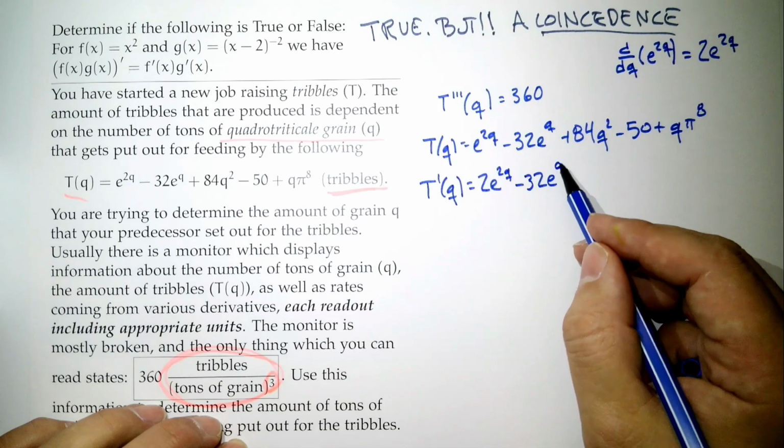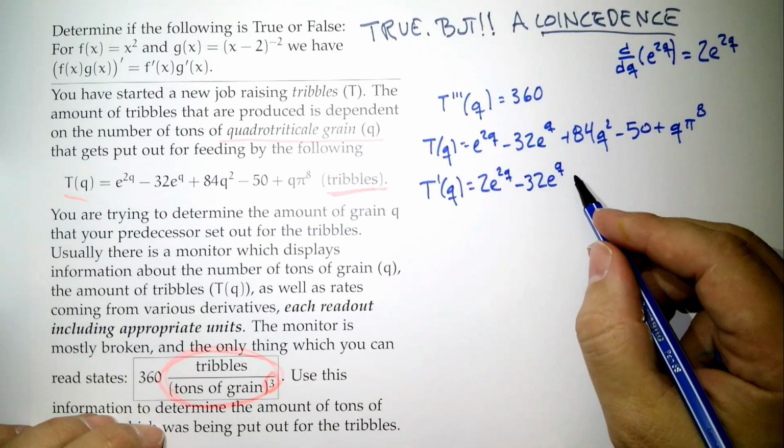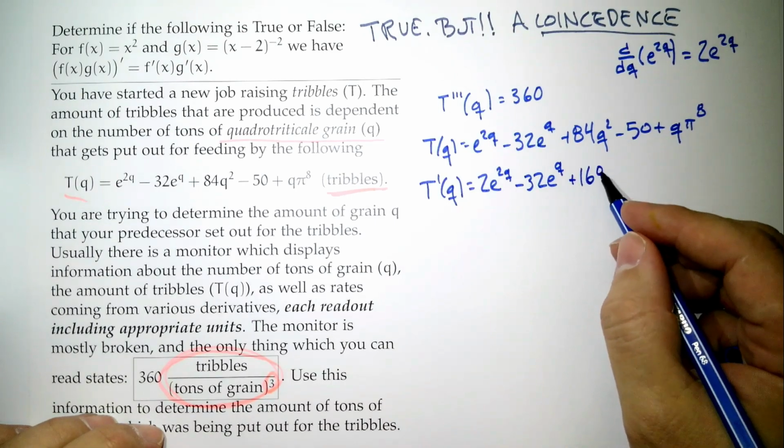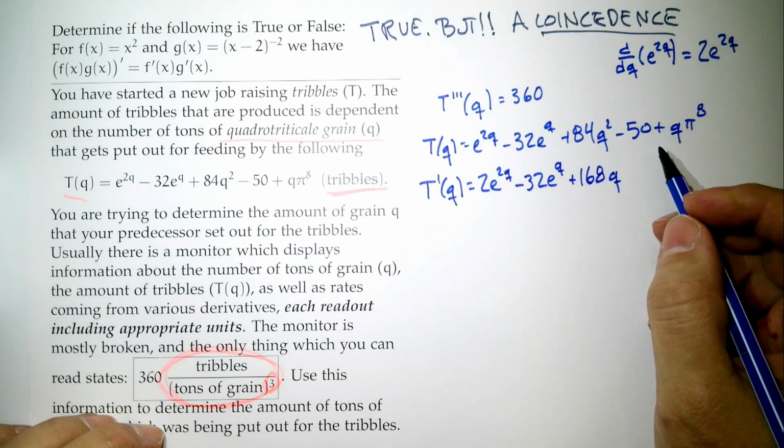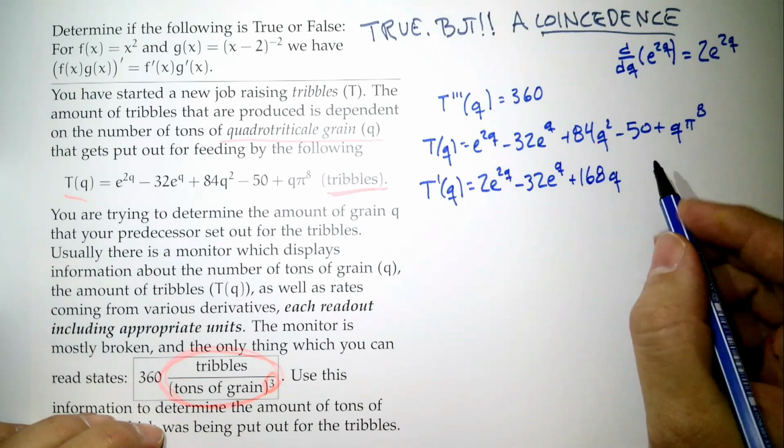Minus 32e to the q, because the derivative of the exponential function, you get back what you started with. All right, how about 84q squared? 168q. Derivative of the negative 50? Gone. And q pi to the 8th?